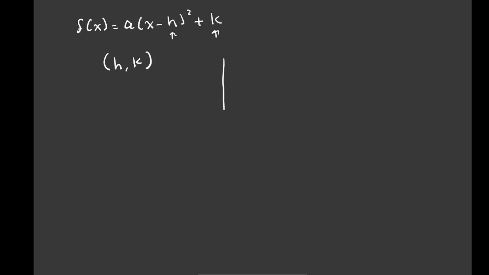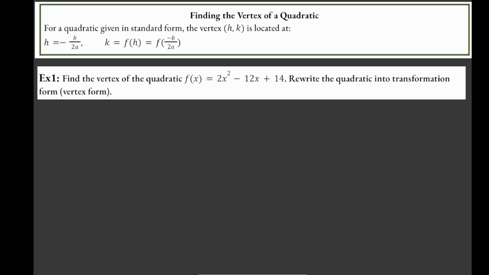What we mean by the vertex, given a parabola, is the lowest or highest point on the parabola, which right here is this. It's where my parabola goes from decreasing to increasing. So that point is what we call the vertex, and it has the form (h, k). Here, h is found by using the equation −b/(2a), and the k value is found by plugging h back into the function.